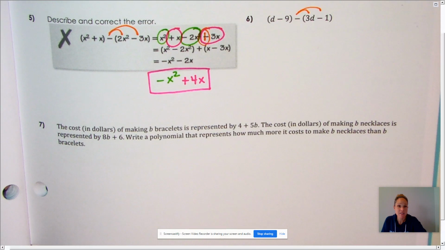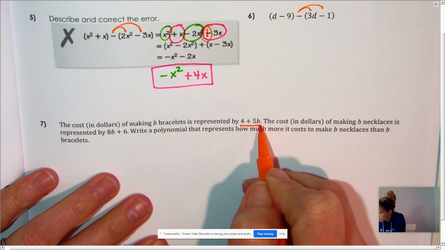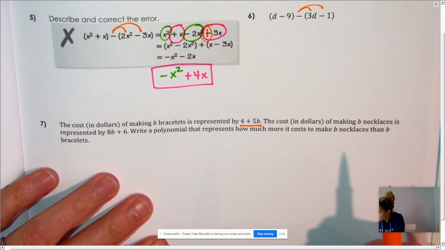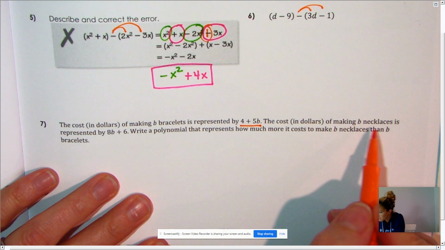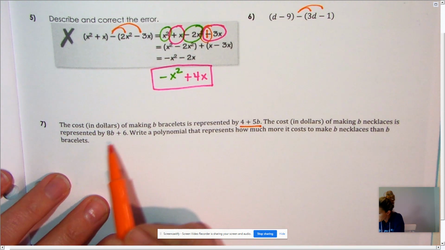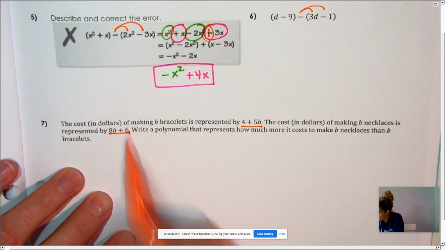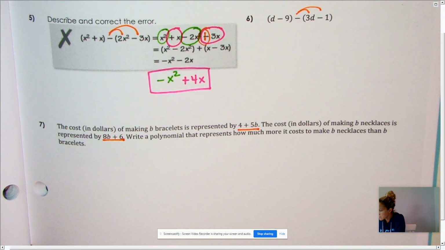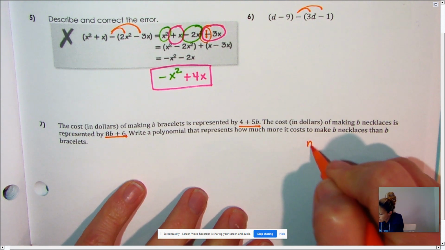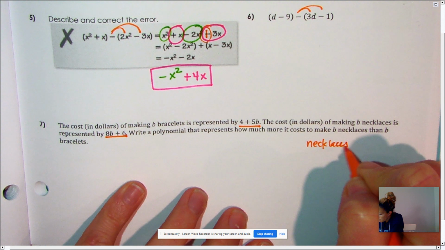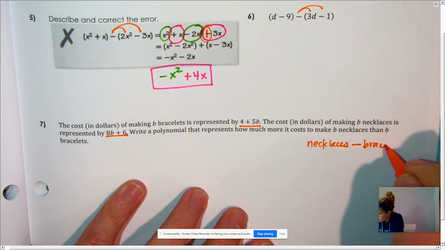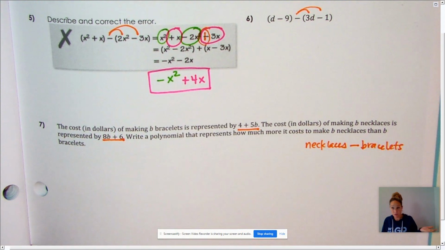Okay, question number 7. The cost in dollars of making bee bracelets is represented by this. The cost in dollars of making bee necklaces is represented by this. Write a polynomial that represents how much more it costs to make the necklaces than the bracelets. So what they're saying is we want to do necklaces minus bracelets, because necklaces are bigger than bracelets.